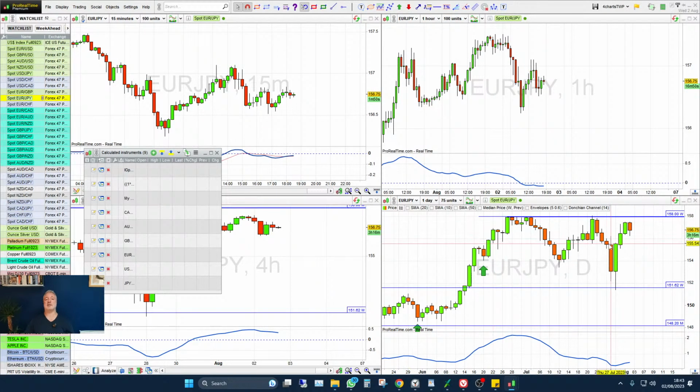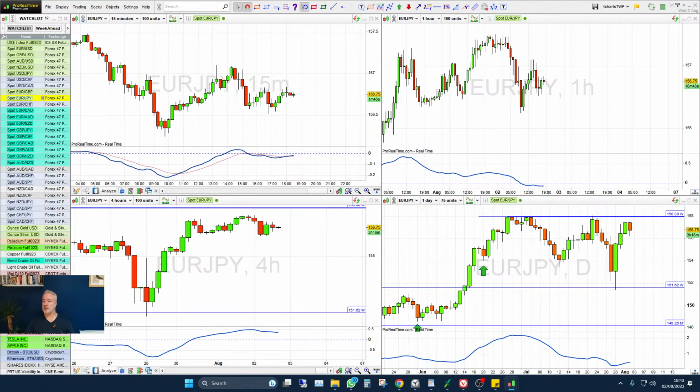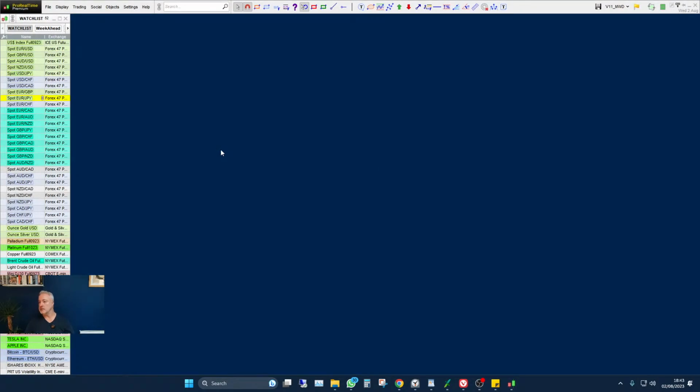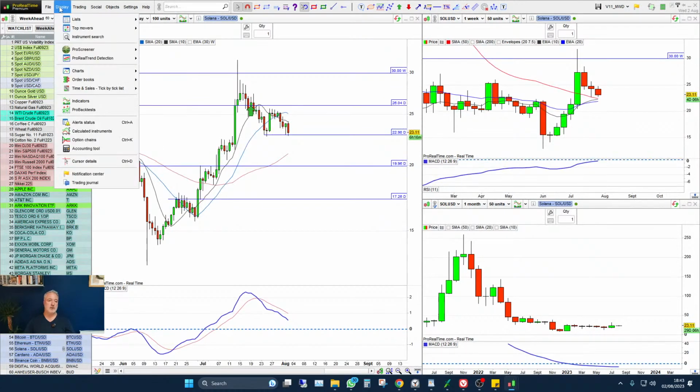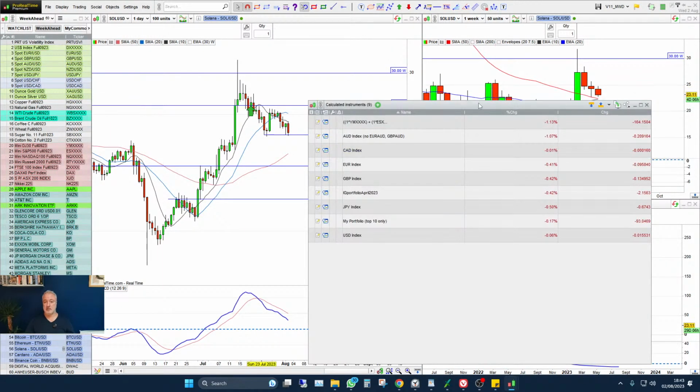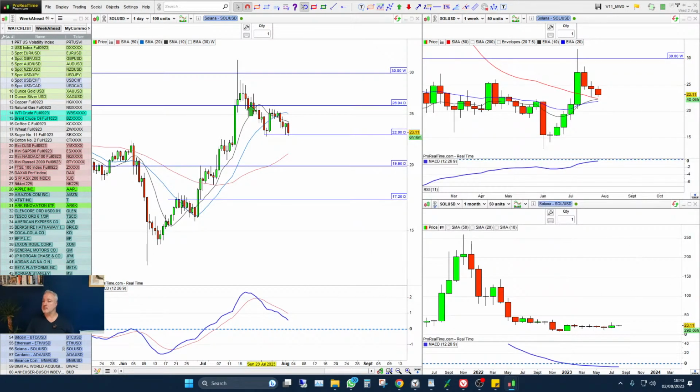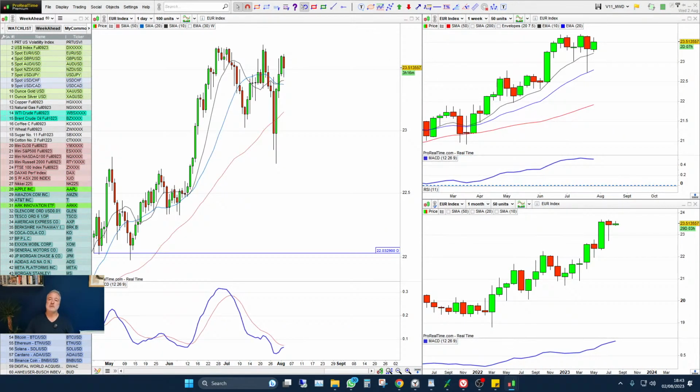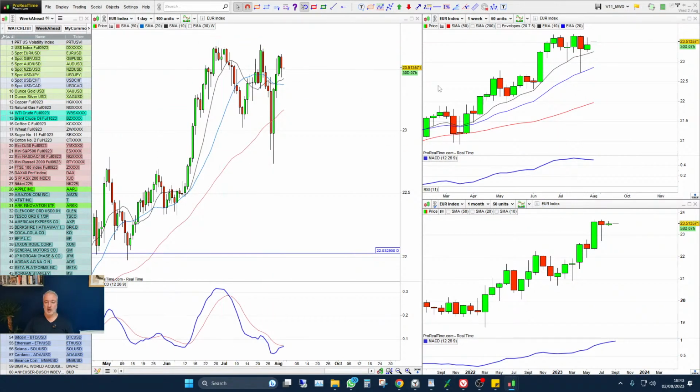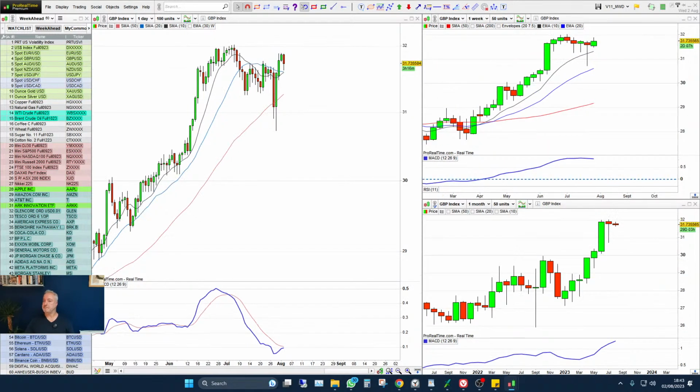Let's have a look at my calculated instruments. So what is the situation on my calculated instruments if I go over to this one? Now what I want to do is look at just the euro and stuff. So let's see euro dollar. What's happening with euro dollar? Not a lot. This is just the euro against all the other pairs, so it's like a dollar basket.